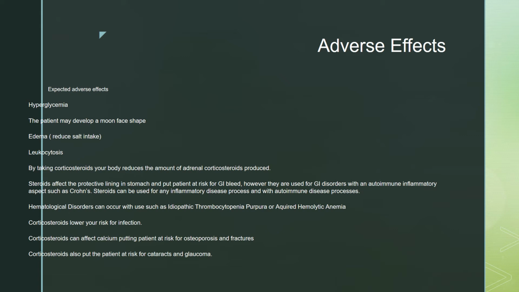The patient may develop a moon face shape and also have edema. So what happens there is the corticosteroids have the mineralocorticoid effect, and that is the aldosterone, or the salt part. And when we think about salt, we should think about retention of salt or sodium in the kidneys. And anytime we retain sodium, we also will retain water. Remember the old saying, where sodium goes, water follows. At the same time, when we retain sodium and water, we are excreting potassium.